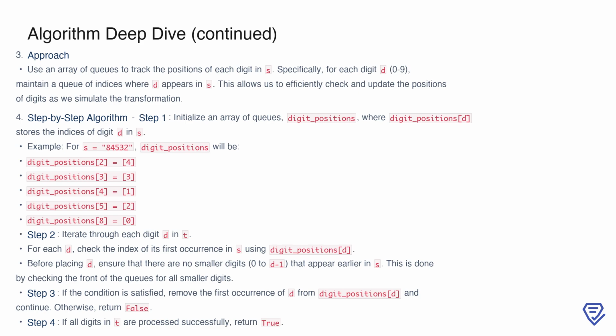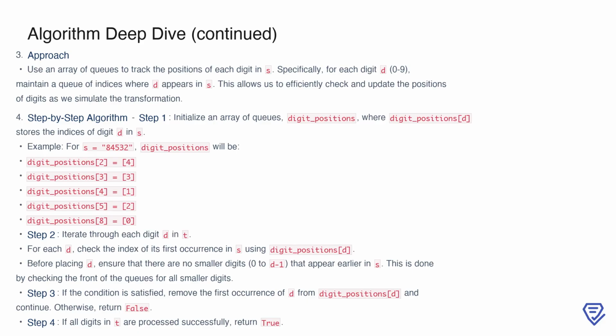Let's break this down into steps. First, we initialize an array of queues called digit_positions, where each queue corresponds to a digit and stores its indices in S. For example, if S is 84532, the positions of 2, 3, 4, 5, and 8 are stored in their respective queues. Next, we iterate through each digit in T.